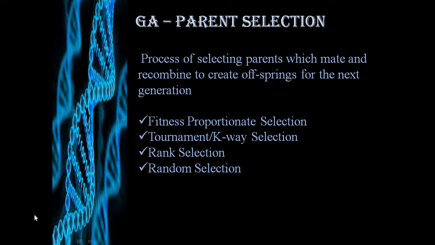Next is the rank selection. Here, in this method, each individual is ranked according to its fitness. So, in this method, the selection of parents depends upon the rank of each individual. And next is the random selection. Random selection is, as the name implies, the selection of parents done randomly from an existing population.